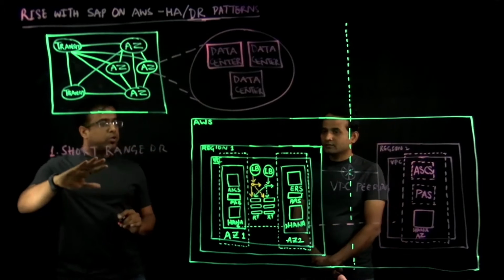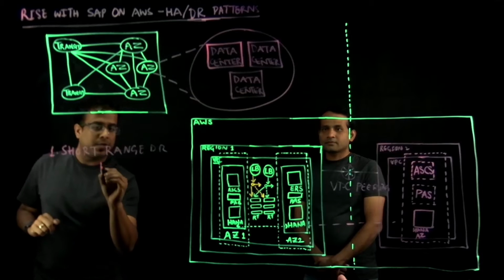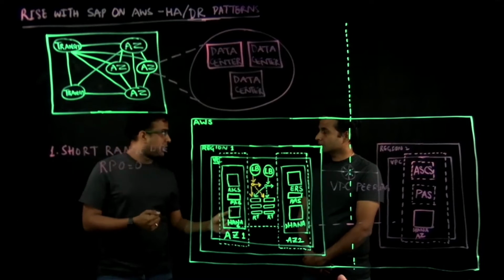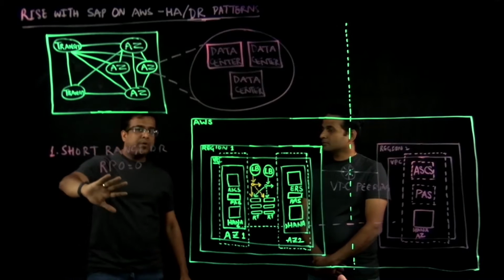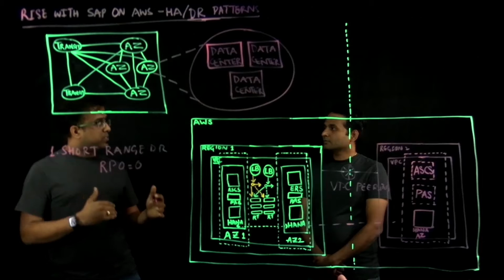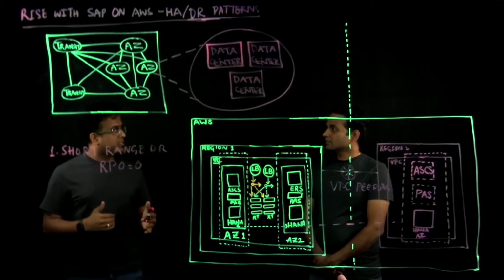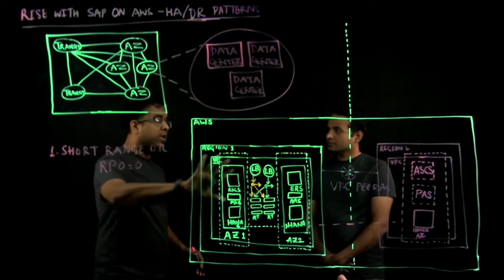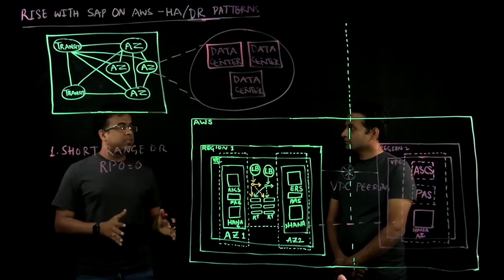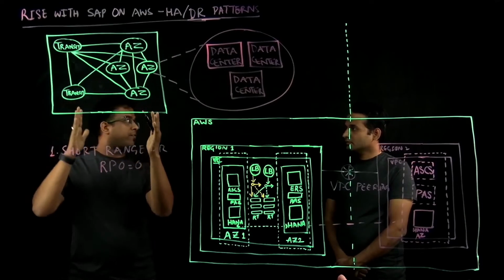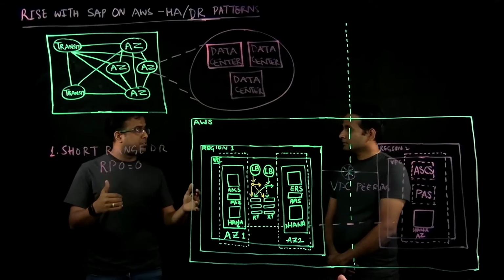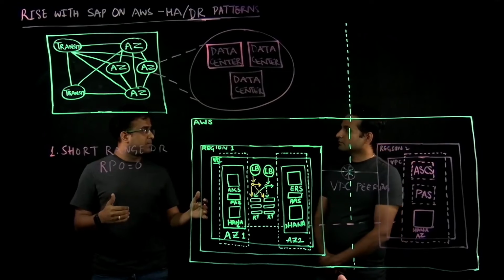This short range DR comes with RPO 0. That is called recovery point objective 0. RPO 0 is very important for customers to understand: recovery point objective 0 means no data loss in case of disaster recovery within the same region. And it is possible only on AWS because of the design of AWS regions and availability zones. We are uniquely positioned in the market in that way.